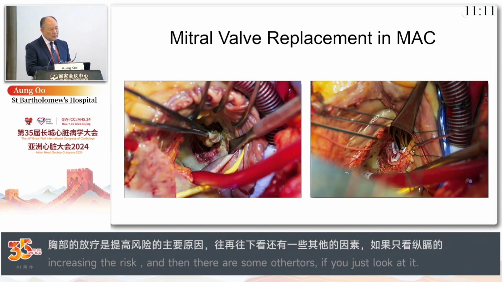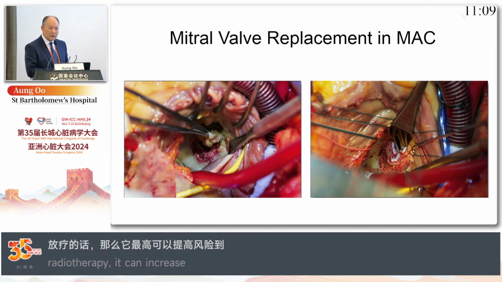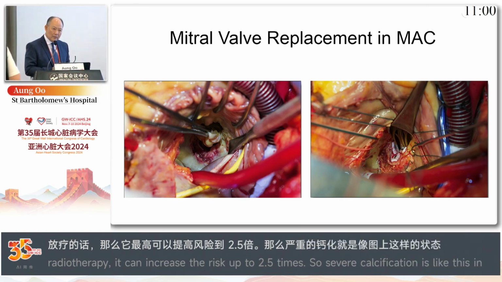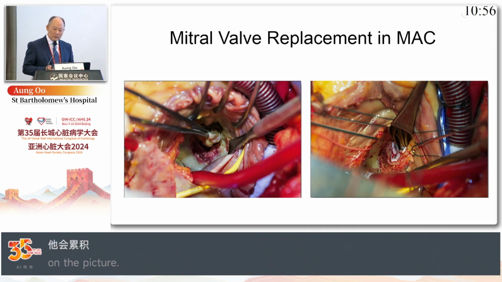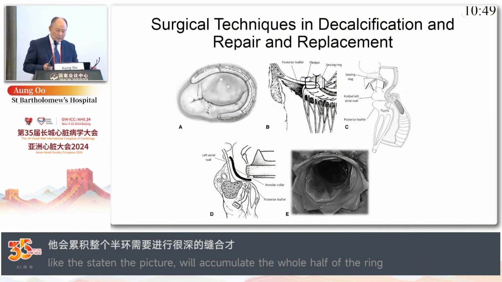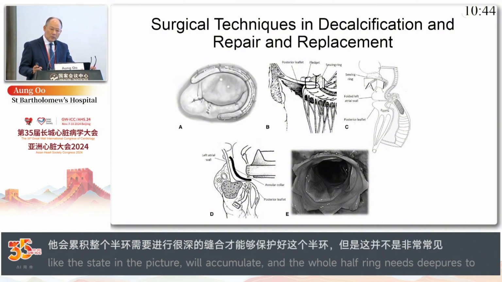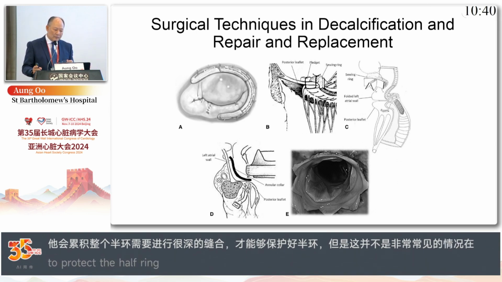And this is something that most people have seen when you have severe calcification. It is not bad enough that you cannot decalcify the annulus, and then place quite deep sutures to secure the annulus stitches to replace the valve. Very often that's not the case. And there are various surgical techniques that people have proposed over the years for mitral valve surgery with severe calcification.